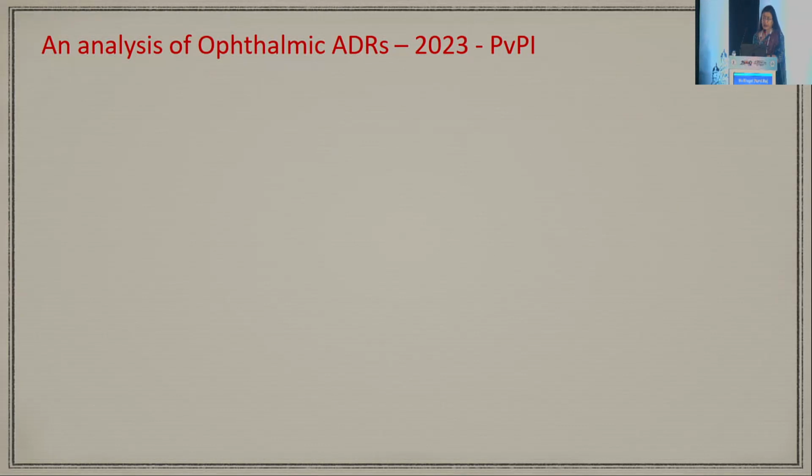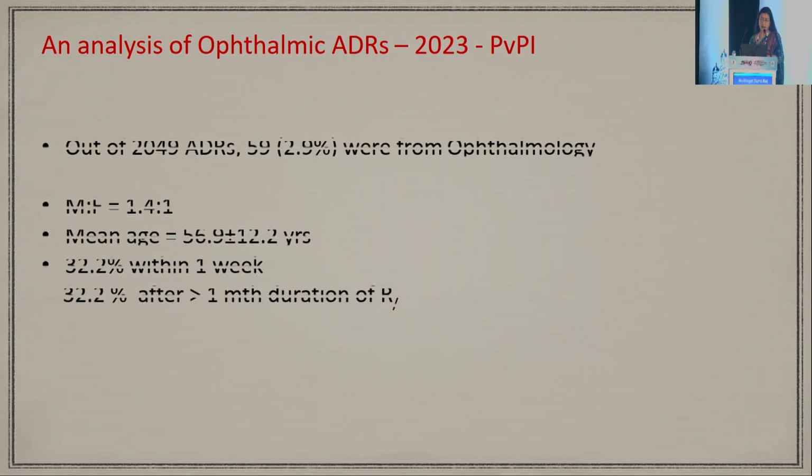At our college, we have the Pharmacovigilance Program of India Nodal Center. So they encourage all the departments to report the ADRs to them. So this is an evaluation of 2023 of the ophthalmic ADRs. Out of the total 2,049 ADRs that were reported to the Nodal Center, 59 were from ophthalmology. And of course, 59 are the reported. There would be more which were unreported.